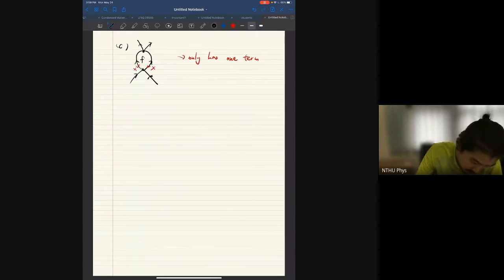Okay. And then the D part is the disconnected graph, right?